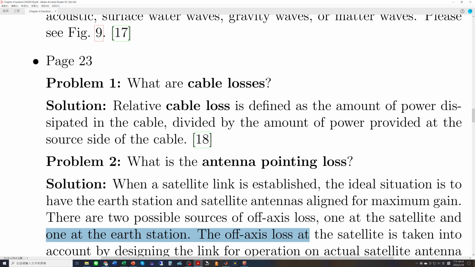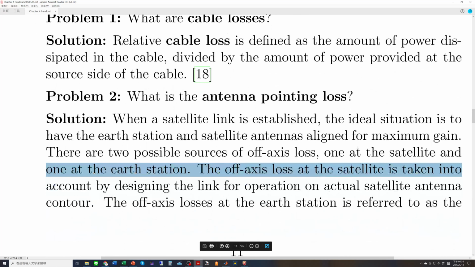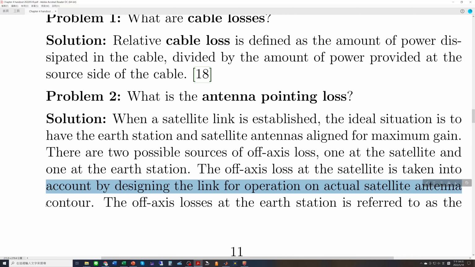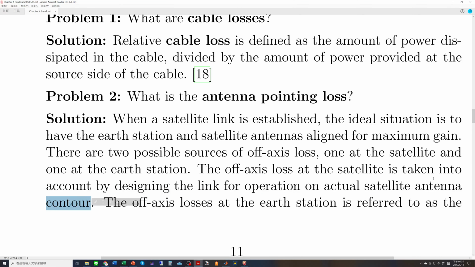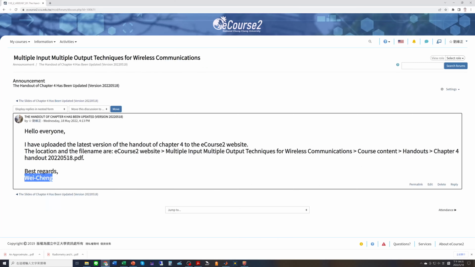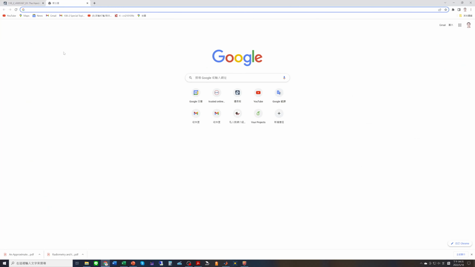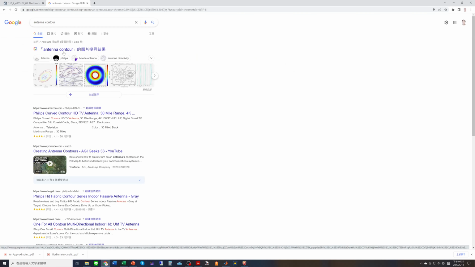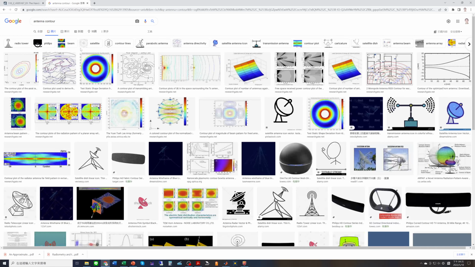The off-axis loss at the satellite is taken into account by designing the link for operation on the actual satellite antenna contour. Okay, what is antenna contour? Let me show you a figure. Because it is difficult to find the definition of antenna contour on Google, I think I can only show a figure to you.